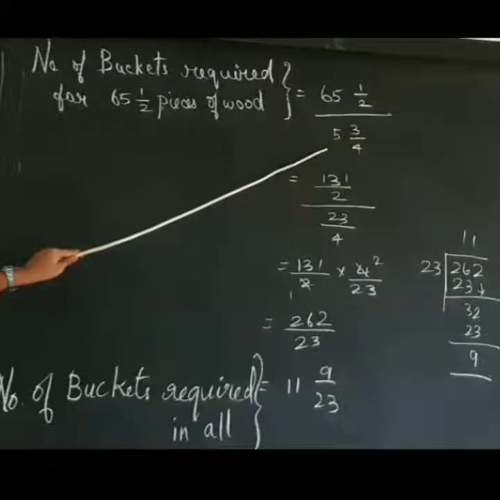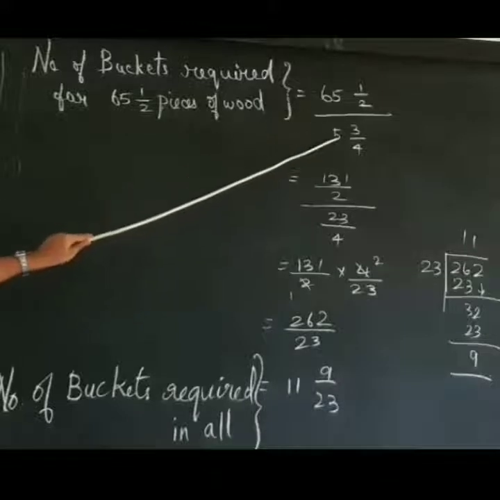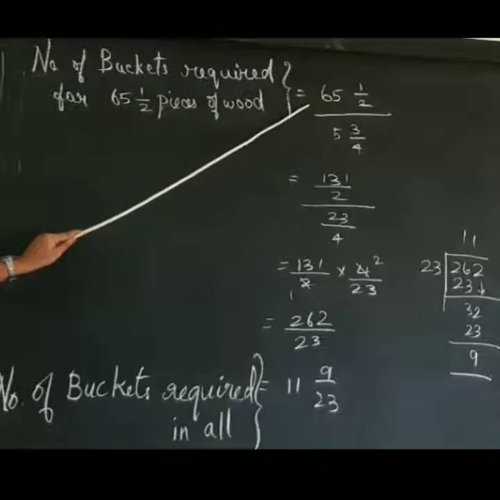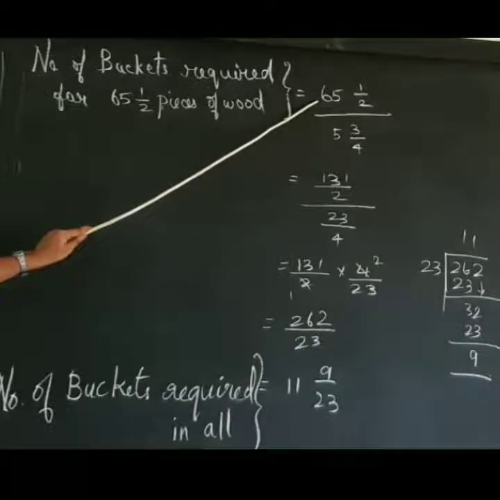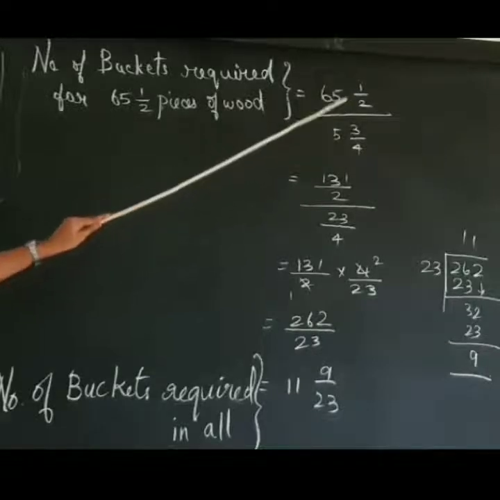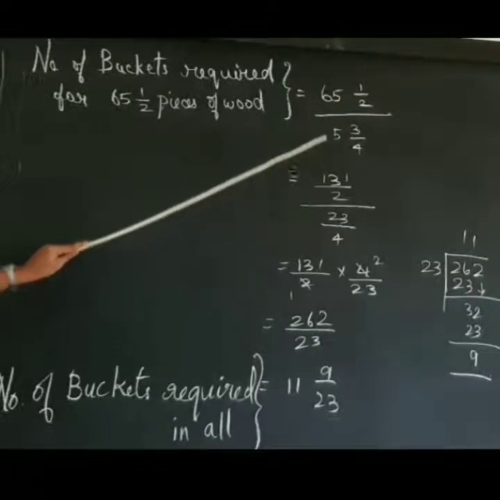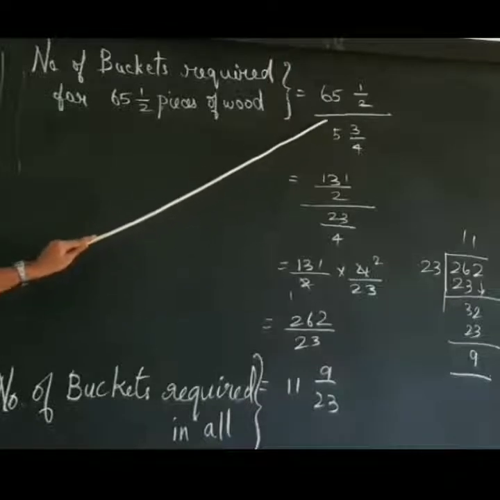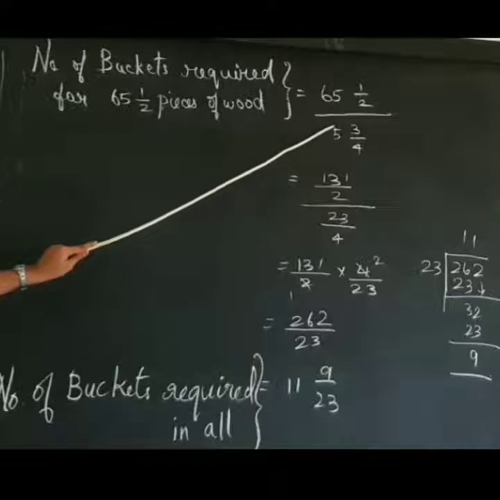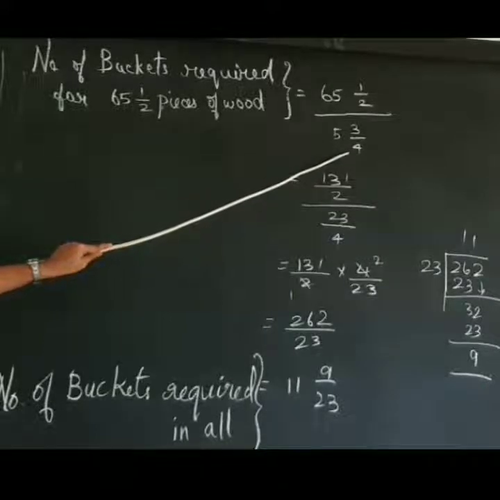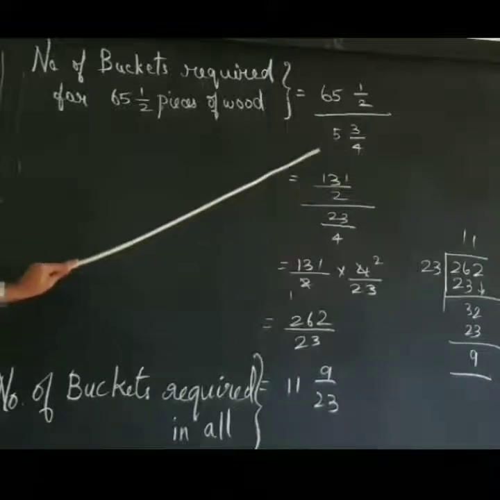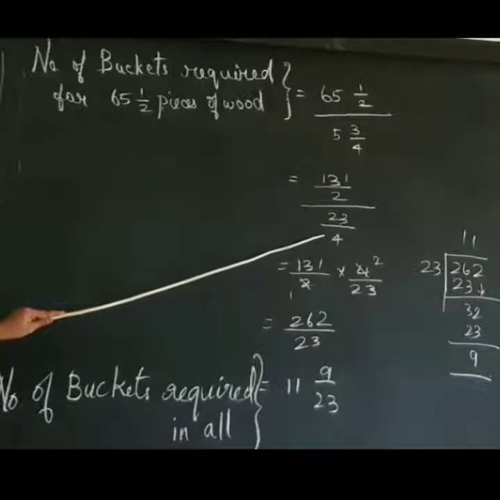These two are in mixed fraction. You have to convert them into improper fractions. See the numerator part. How to convert into improper? 65 into 2 is 130. 130 plus 1 is 131 by 2. 131 by 2. Then overall divide by, here also a mixed fraction. Convert into improper. 5 4s are 20. 20 plus 3 is 23 by 4.